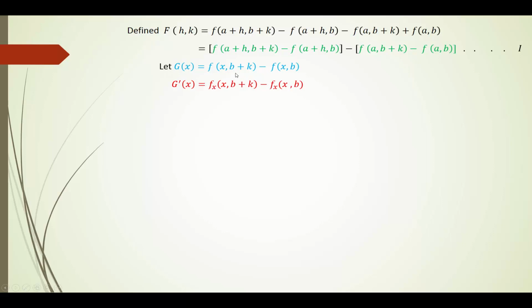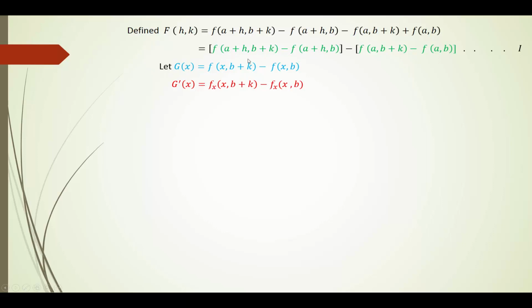By using this value, write down F(h, k) in terms of g. Now this first term, compare this term with these two terms. See, check here, the y coordinate is b+k and the y coordinate is b. Only the x coordinate, instead of x, here is a+h. The x coordinate is a+h, and if the x coordinate is x, then this is denoted as g(x). Now here the x coordinate is a+h, so this bracket is denoted by g(a+h).